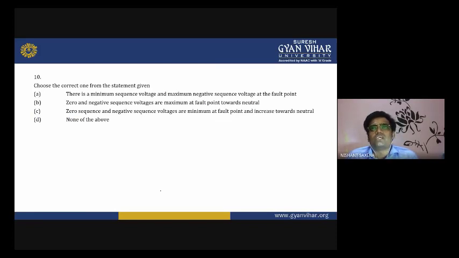There is a minimum positive sequence voltage and maximum negative sequence voltage at the fault point. Zero and negative sequence voltage is at maximum at the fault point and decreases towards the neutral. The zero sequence and negative sequence voltages are minimum at the fault point and increase towards the neutral. And option D is none of the above.